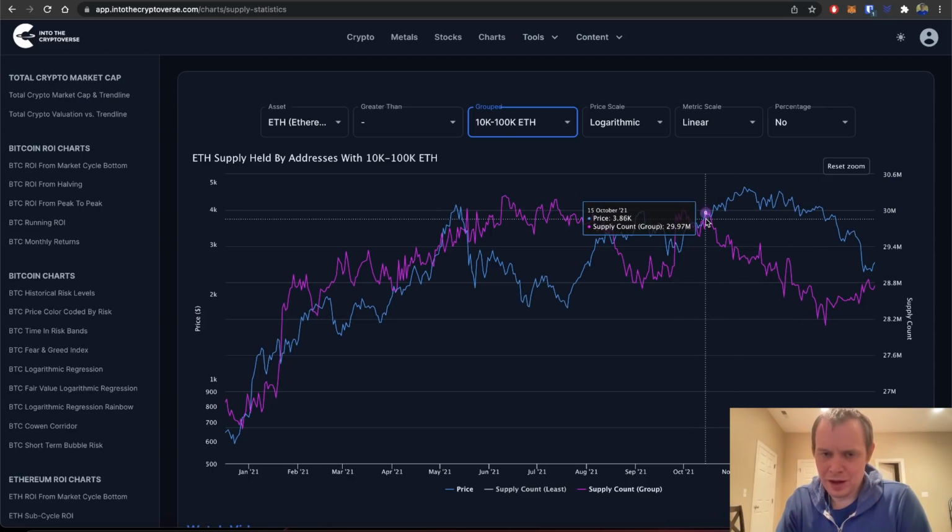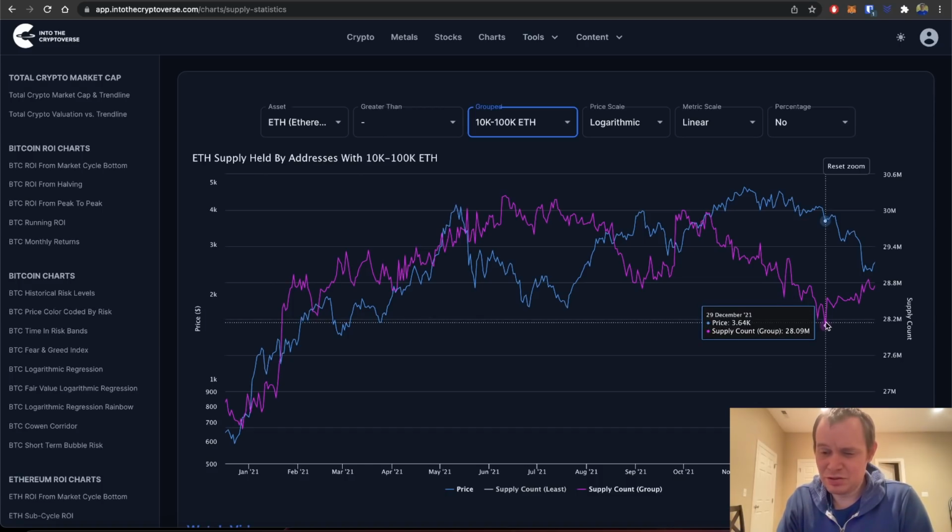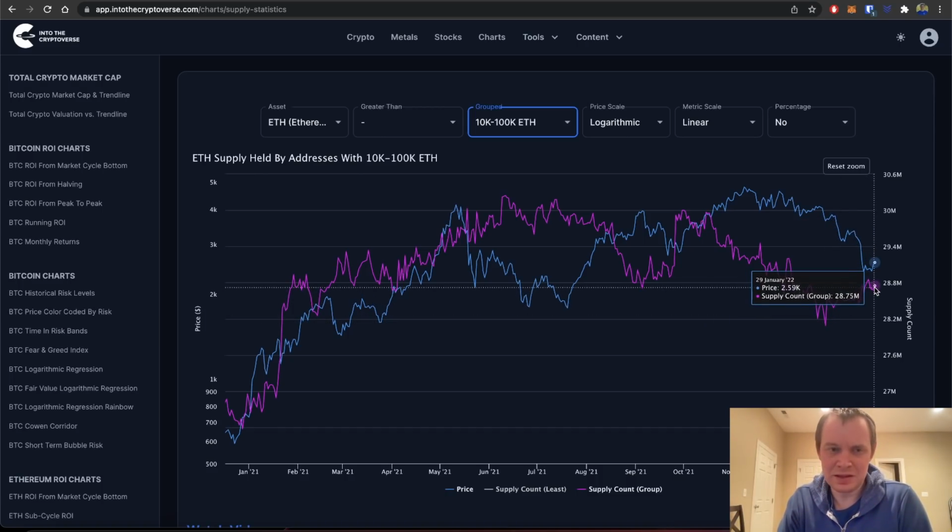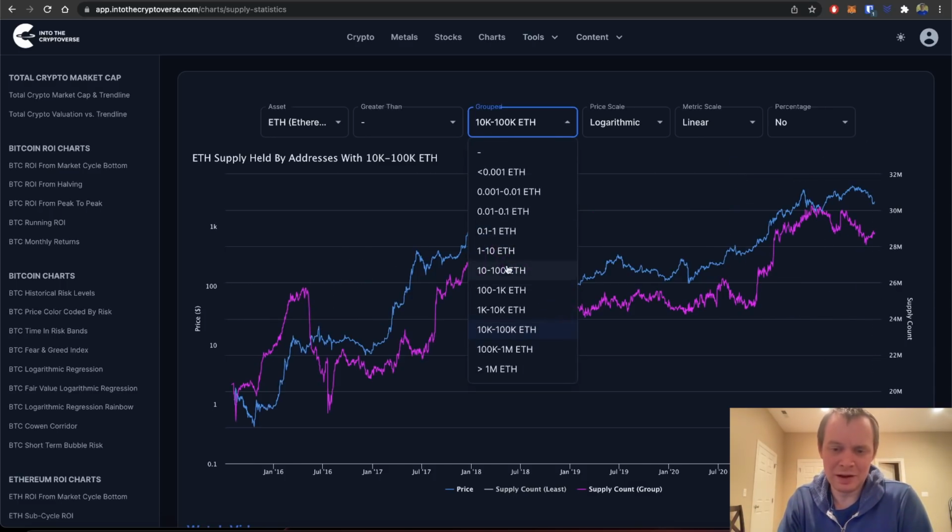So wallets that held between 10,000 to 100,000 ETH were decreasing during this local distribution phase over here. And as of December 29th, it started going back up again. That has not stopped the price of Ether from dropping since then. I'm just noting what's happened on this chart.